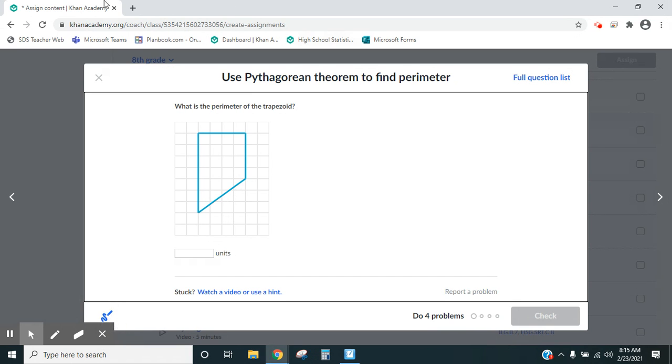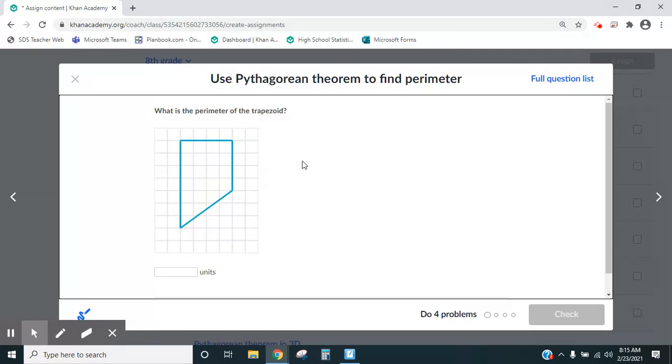Question is, what is the perimeter of this trapezoid? What's perimeter? What's that mean? The outside, yes. But mathematically, what does it mean? Not just the outside. The outside is a thing. If it says, what is the perimeter, what are they asking for?